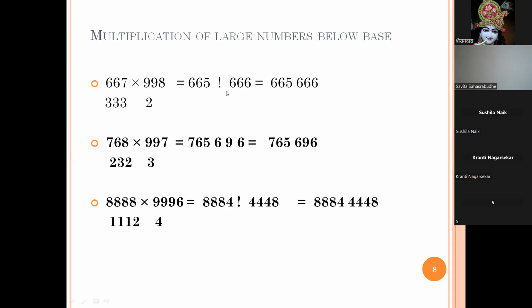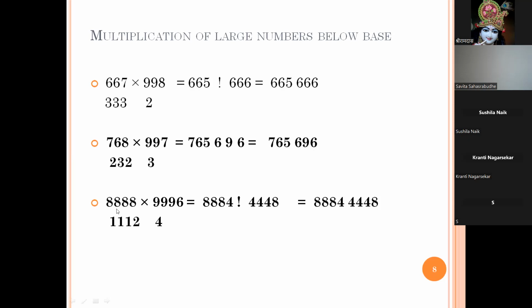Clear? Very simple. Second, 768 into 997. The base is again 1000. 9 minus 7 is 2. 9 minus 6 is 3. 10 minus 8 is 2. 997 means 3 below the base. 768 minus 3 is 765. And 3 twos are 6, 3 threes are 9, 3 twos are 6. So the answer is 765,696. Even single steps, you don't need to write them. You can do it mentally.